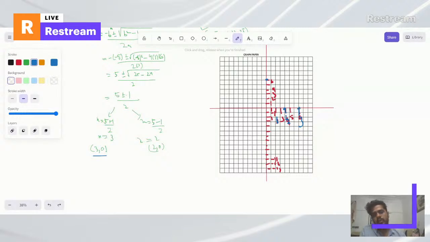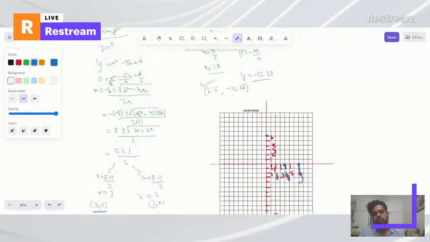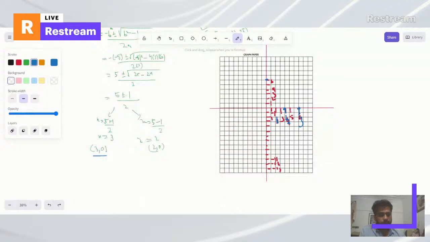So I have 2 pointers right here, and now I need the turning point. What's the turning point? It's 2.5 comma negative 12.25. So 2.5 is this line right here, which is between 2 and 3, and it goes down to 12.25. So this is ideally what my graph should look like.